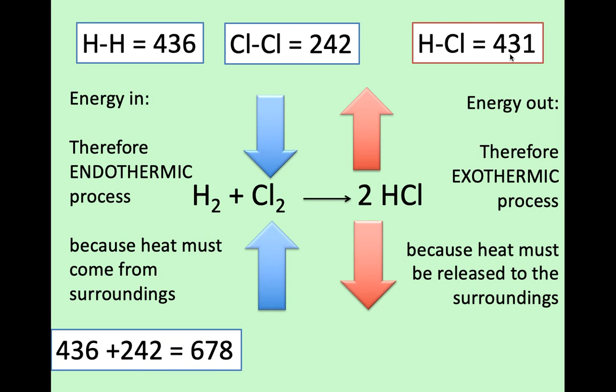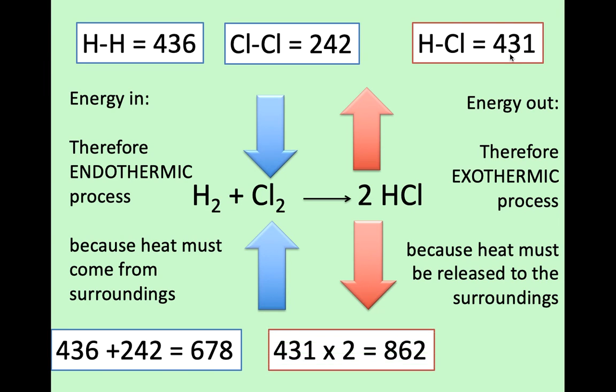436 plus 242 equals 678 kilojoules in total that we've had to put in to break that hydrogen and chlorine apart. When we've made the hydrogen chloride, the amount of energy we've got out is 431 times 2 moles, because we've made 2 moles. So we've given out 862 kilojoules in total. So all we have to do now is work out how much energy did we put in, take away how much energy we got out.